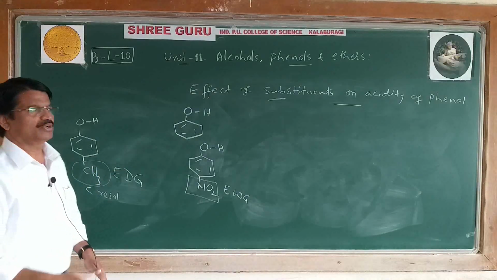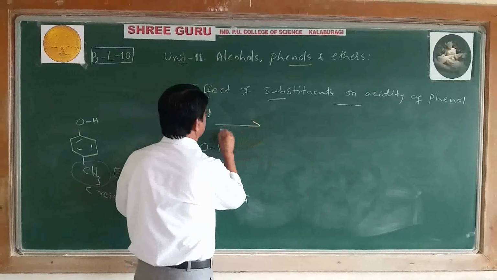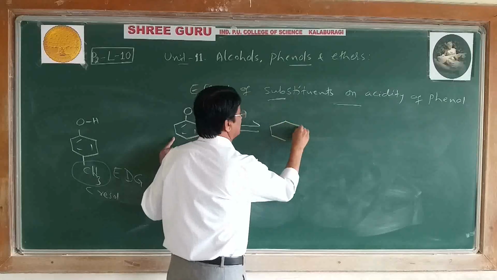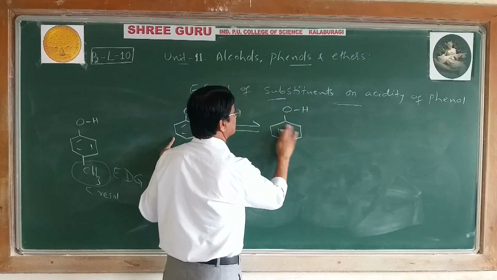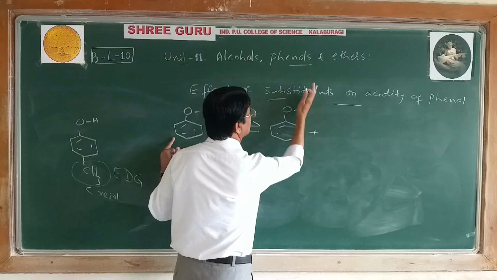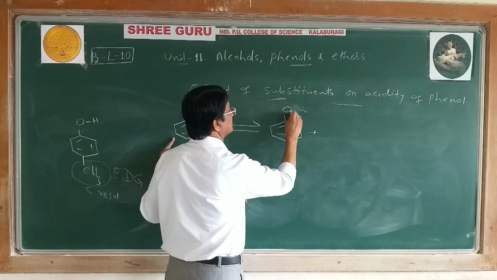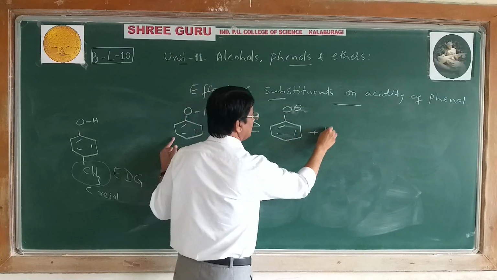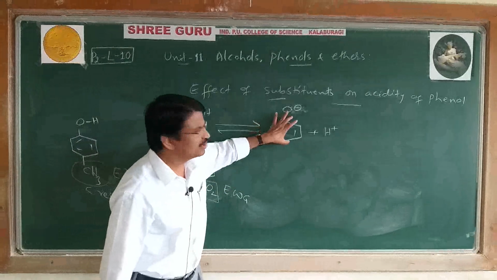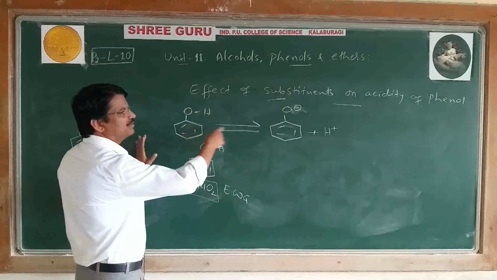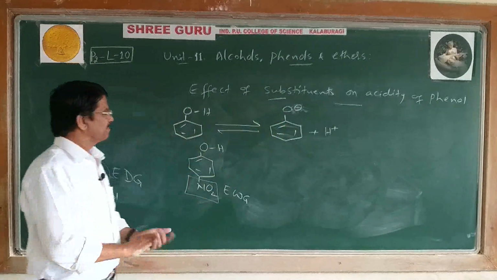Reasons. Okay. In all three cases we consider ionization again. Ionization of phenol gives phenoxide ion and hydrogen ion. If the stability of this ion is more, then the ionization of phenol is more. So the stability of the phenoxide ion is important here.